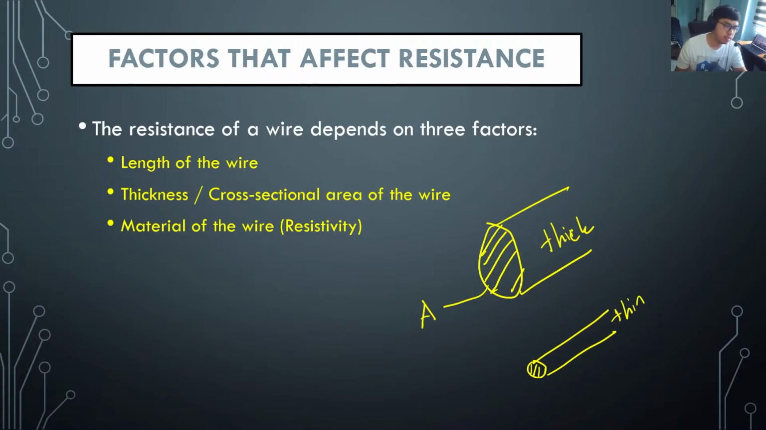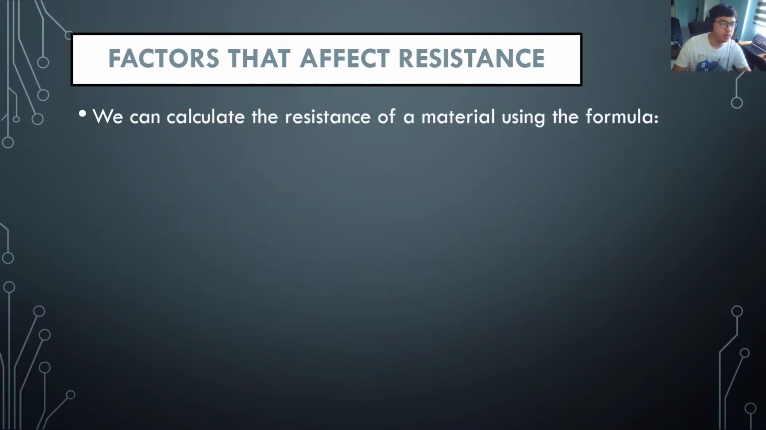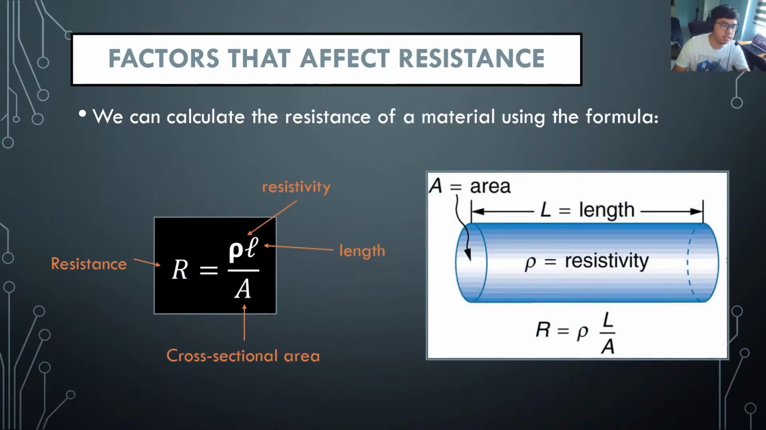And also, the material of the wire will affect the resistance of the wire. We can calculate the resistance of the material using these 3 factors here. So as you can see, here is another formula for resistance that you have to remember: resistance is equal to the resistivity times the length, divided by the cross-sectional area. And let's explore these 3 factors and how they affect the resistance of the wire.